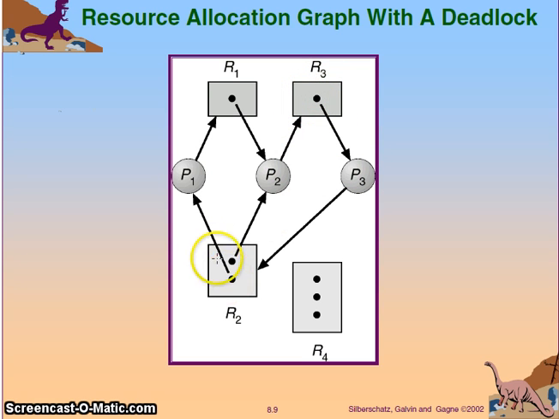So we can clearly see a cycle going from this direction to this direction to this direction till this direction. So the presence of a cycle indicates the presence of a deadlock.